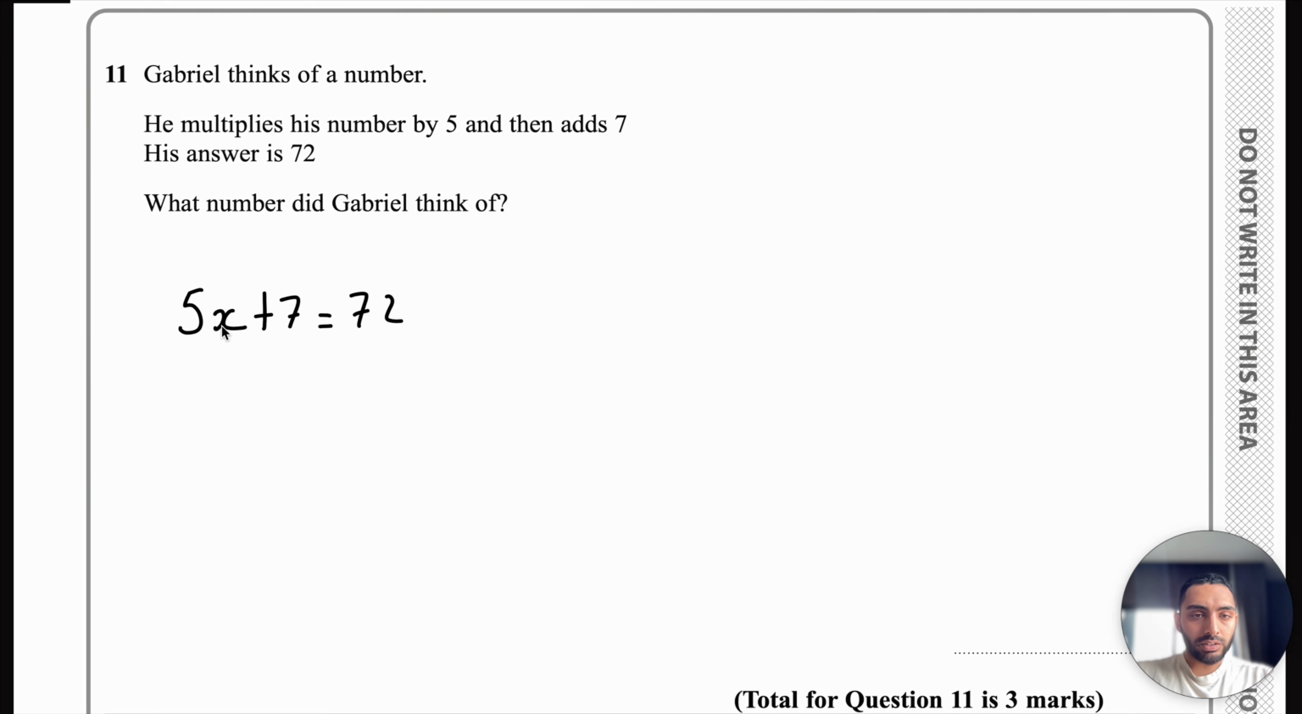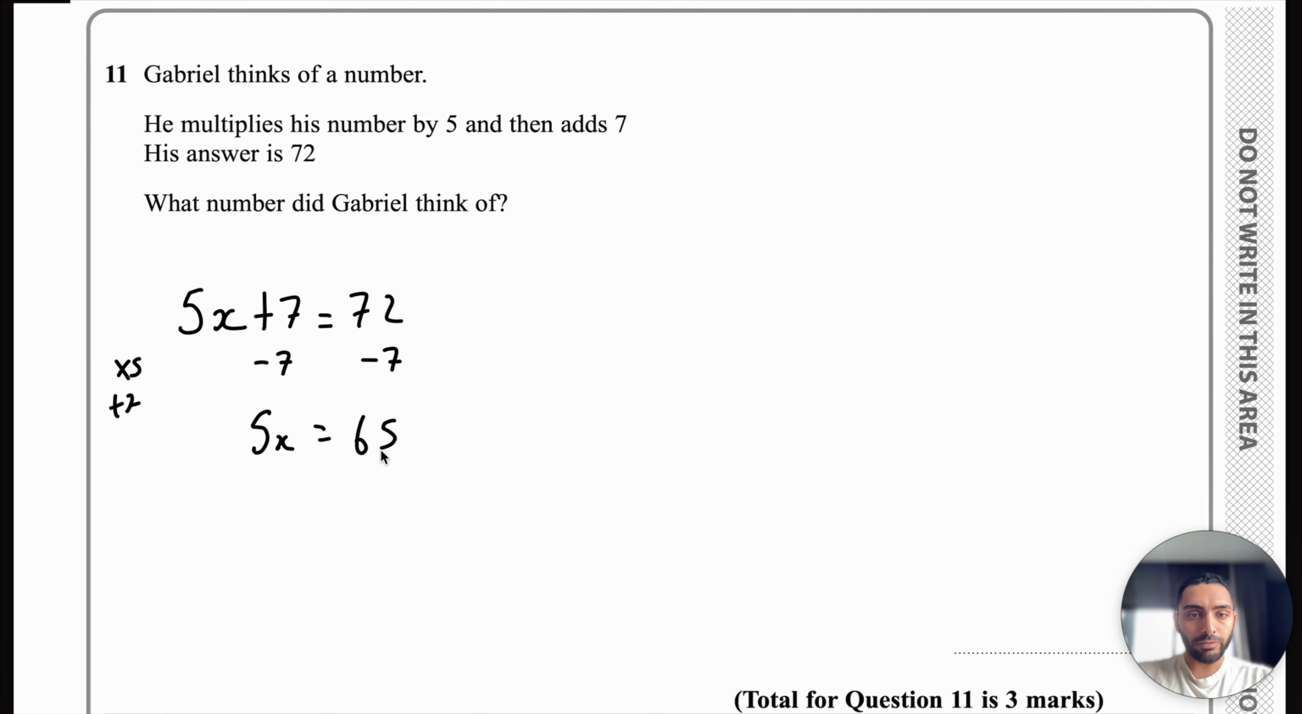So what's happening to this X right now? It's being multiplied by this 5, and then we're adding 7 to it. So we need to do the opposites of that. We're going to take away 7 first because it was the last thing that happened. We're going to take away 7 from the left and take away 7 from the right. That leaves us with 5x is equal to 72 take away 7, which is 65.